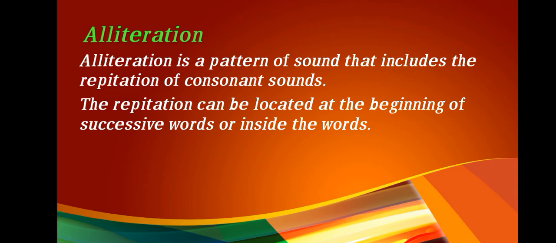And third is alliteration. Alliteration is a pattern of sound that includes the repetition of consonant sounds. The repetition can be located at the beginning of successive words or inside the words. It is opposite to assonance. Alliteration is a repetition of consonant sounds. Assonance is repetition of vowel sounds.